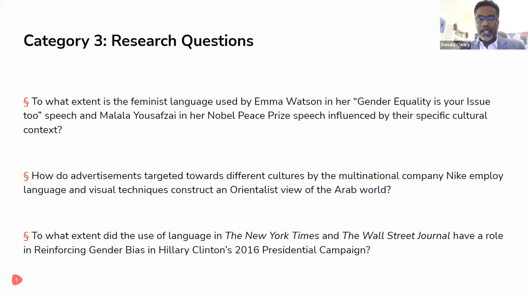language techniques. For example, the student who did feminist language in Emma Watson and Malala's speech, what she did was she looked at speech act theory and looked at the different elements of speech act theory that she could have used to describe Watson's speech versus Malala's speech. And then that allowed her again to sound more critical in her discussion.